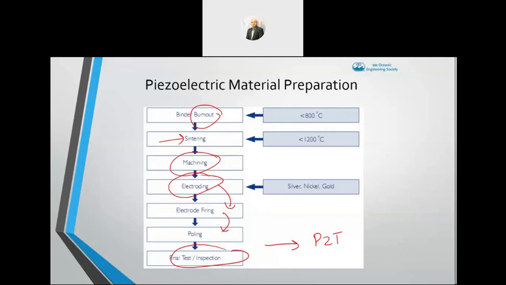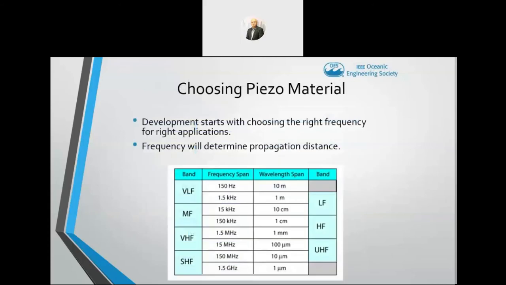You can cut the development time very short. You can start building your transducers, instead of taking several months, you can cut it short into several days. So just buy your piezoelectric materials if they are available on the market. How do you choose piezoelectric materials? Again, you need to ask what type of application you want to use. The development always starts with choosing the right frequency for your application.